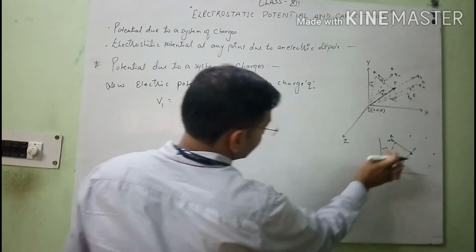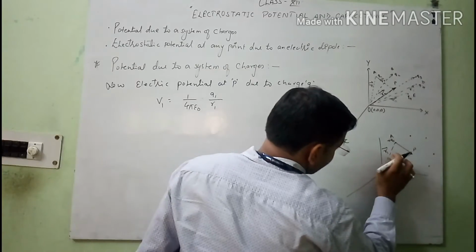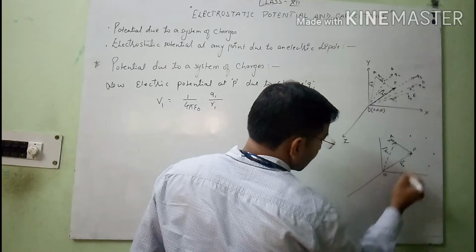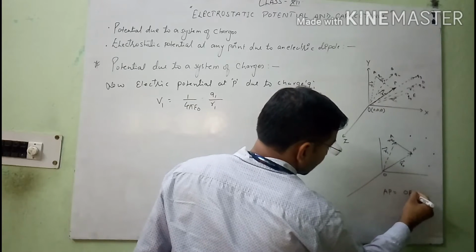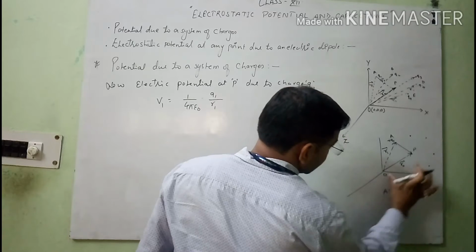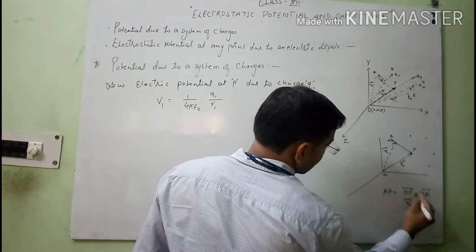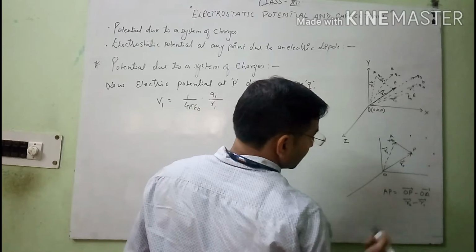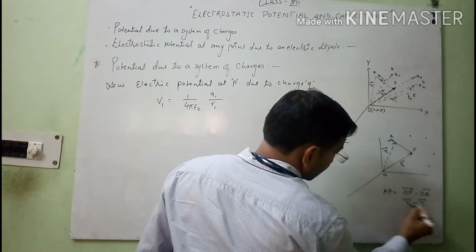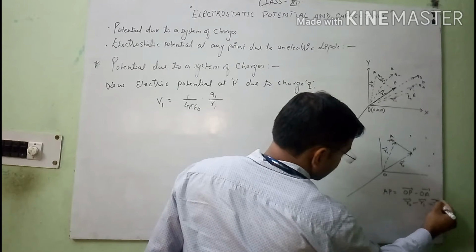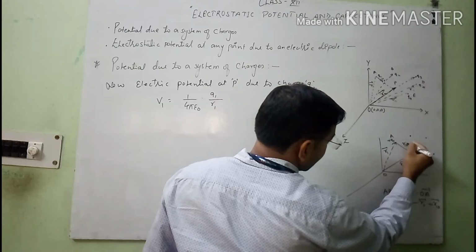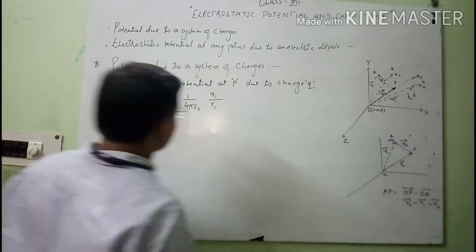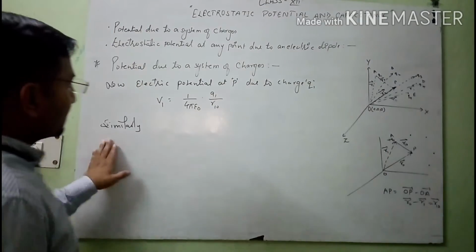What is the distance between them? By vector addition, let this be R1 and this our R0. The vector AP is OP vector minus OA vector, where the location of OP is R0 and the location of OA is R1. So we can write the position vector of AP as R10. Here this is our R10.